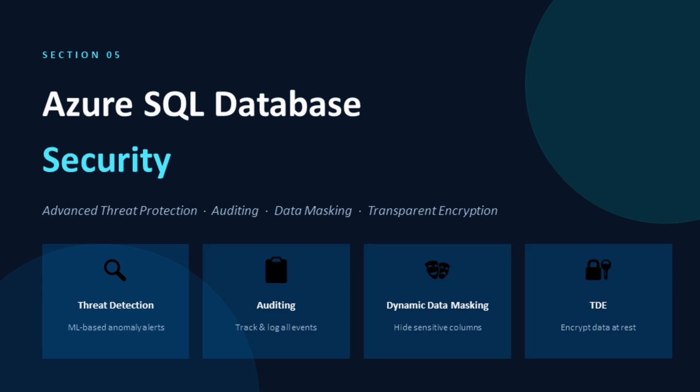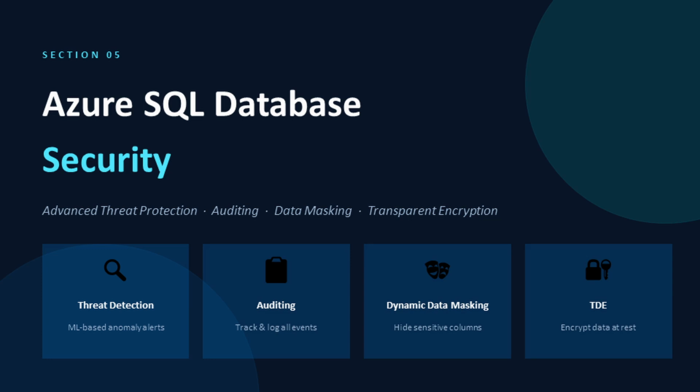The first is threat detection, which uses machine learning to analyze normal database behavior and generate alerts when something suspicious occurs. The second is auditing, which logs all database activity to a storage account or log analytics workspace, so you have a complete record of who did what and when. The third is dynamic data masking, which allows you to control what data different users actually see when they query the database, hiding sensitive columns from unauthorized users without changing the data itself.